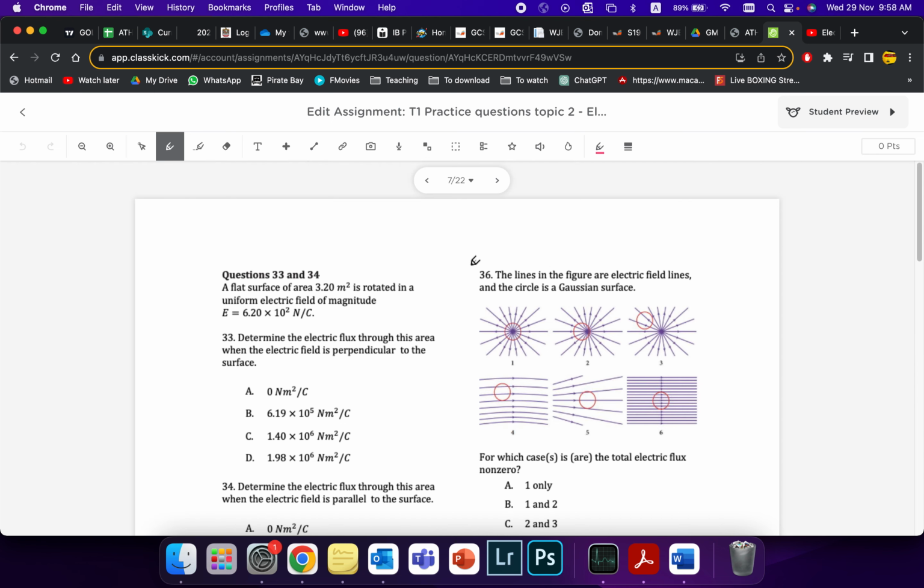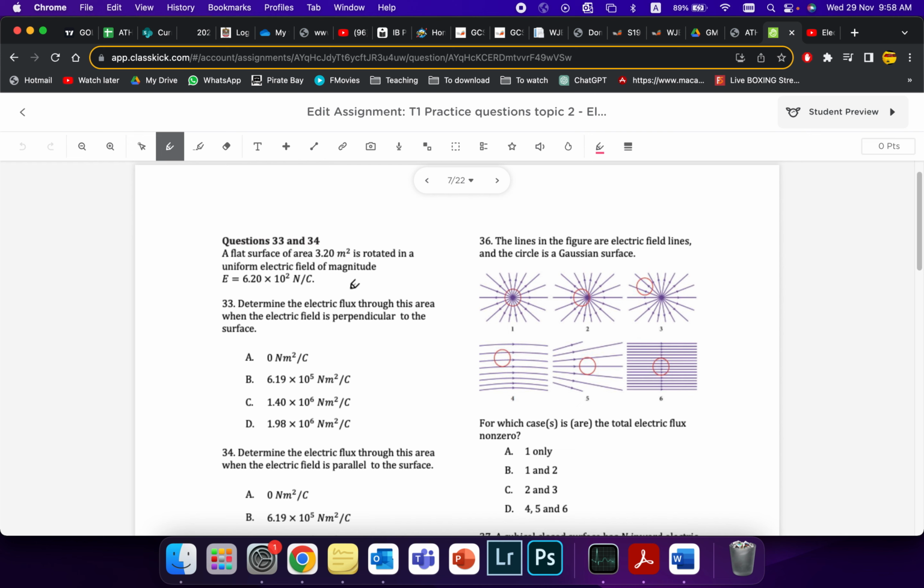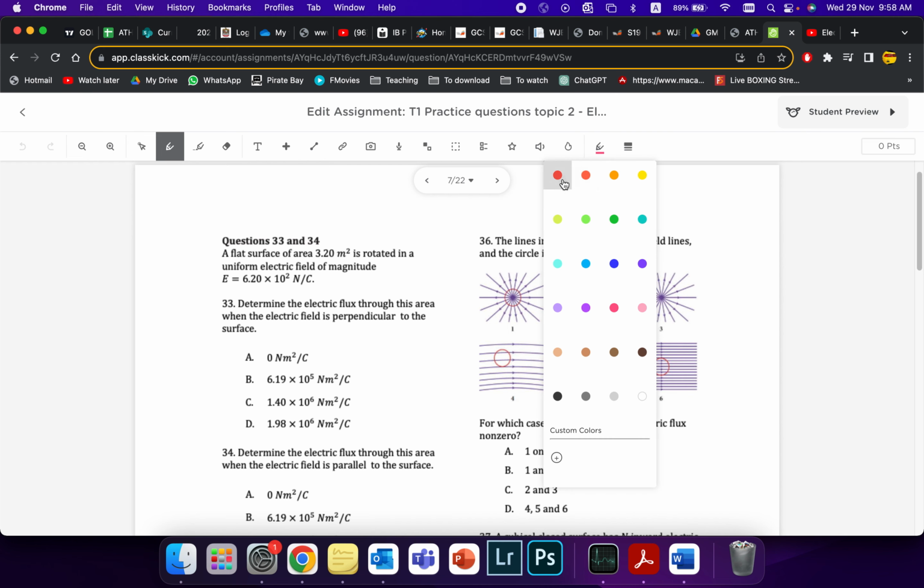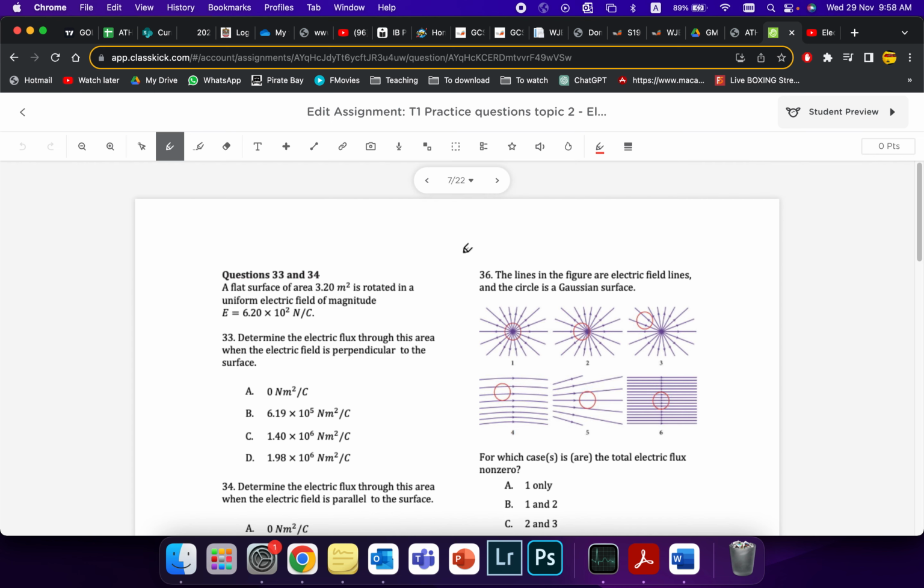All right. So moving on, we have a flat surface that is rotated, and now you need to know the electric field when the electric field is perpendicular to the surface. Now, many of you get confused about what's perpendicular and what's parallel. So let's quickly try to draw a surface out. Here is a surface, okay? It's pointing upwards.